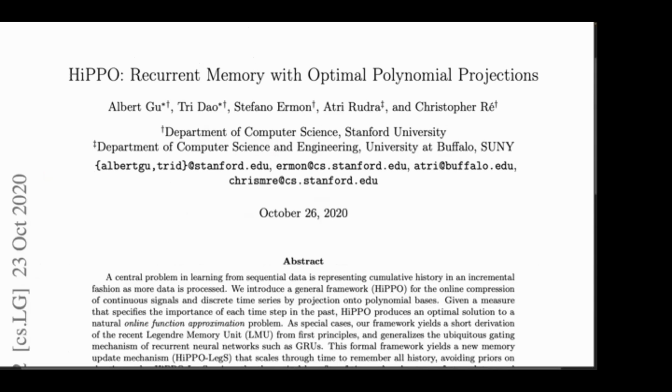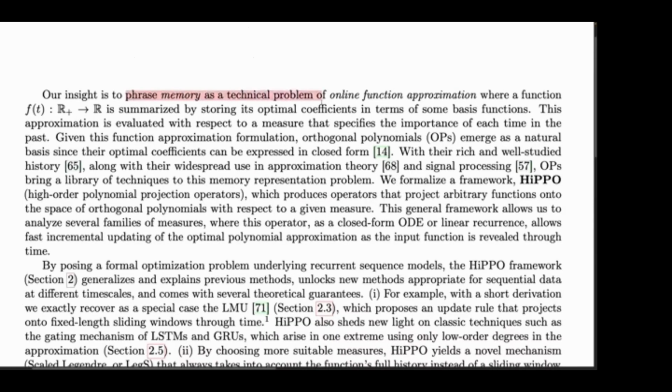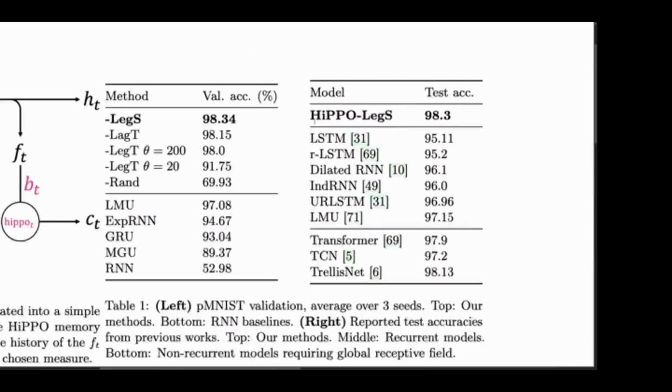Building on that idea and others, Hippo, recurrent memory with optimal polynomial projections, had the insight that we can phrase memory as a technical problem of online function approximation, where a function is summarized by storing its optimal coefficients in terms of some basis functions. Using this insight, the authors constructed a simple model based on Legendre polynomials that worked well on tasks like permuted MNIST, outperforming other sequence model-based baselines like LSTM and dilated RNN.